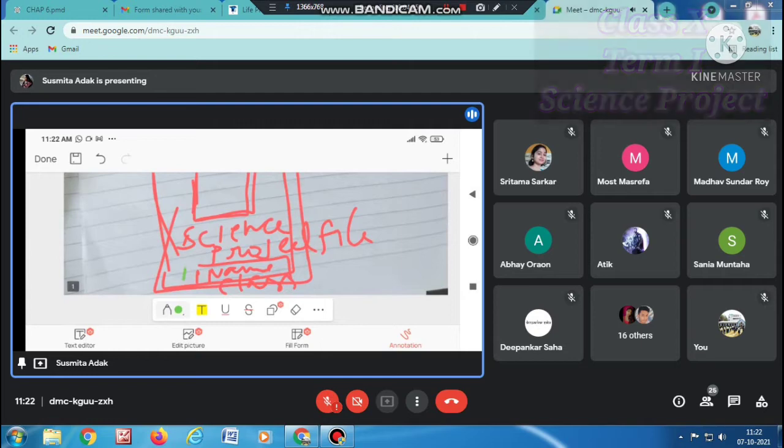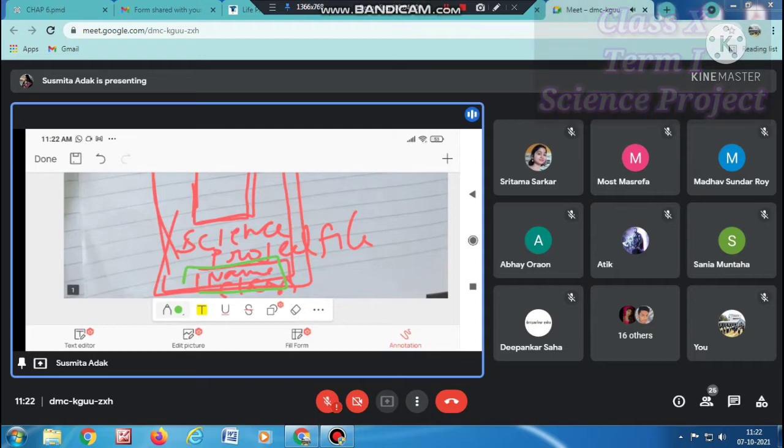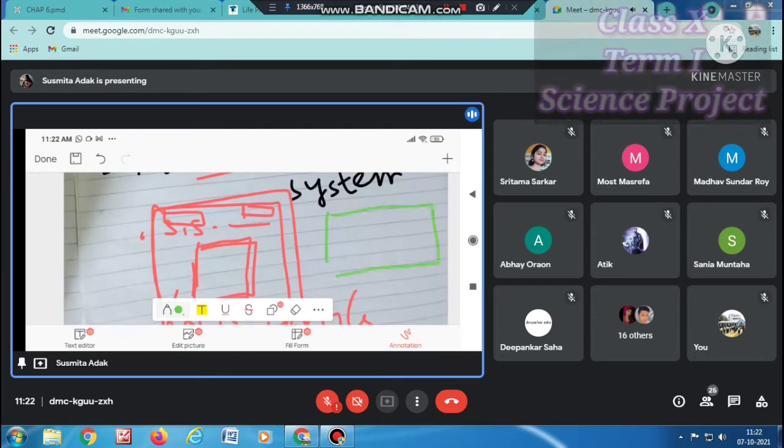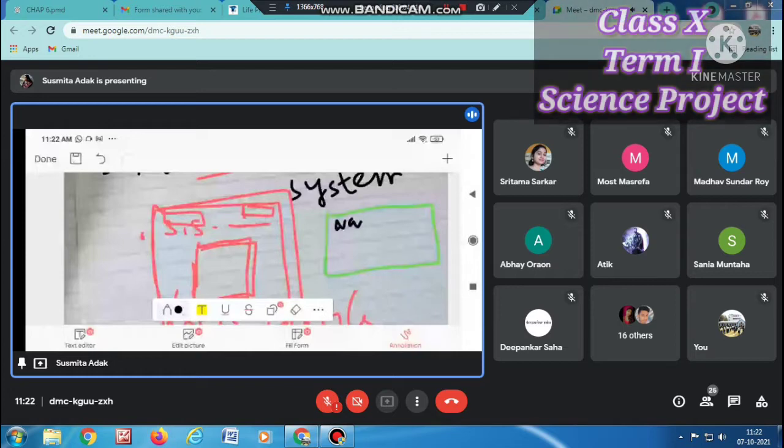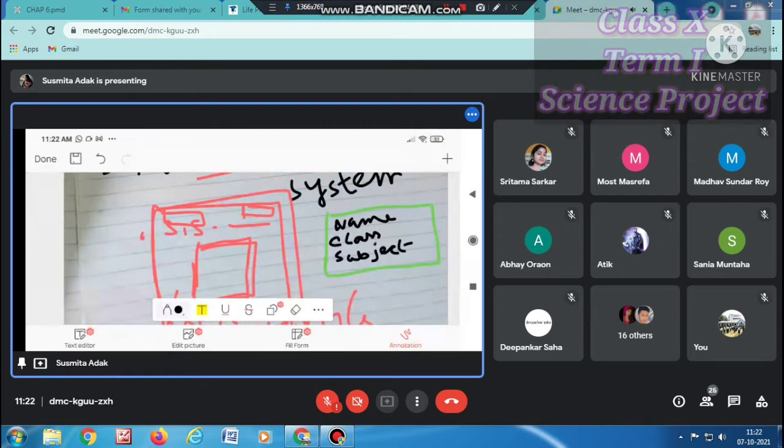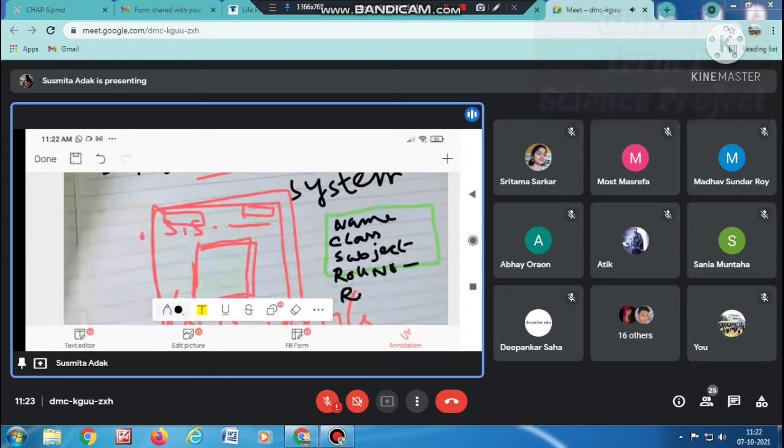See what you will write here. I am showing it aside, there is no such space. Whatever you write in that box, at first you will write your name. Then subject will be science, and at last there will be roll number and registration number.